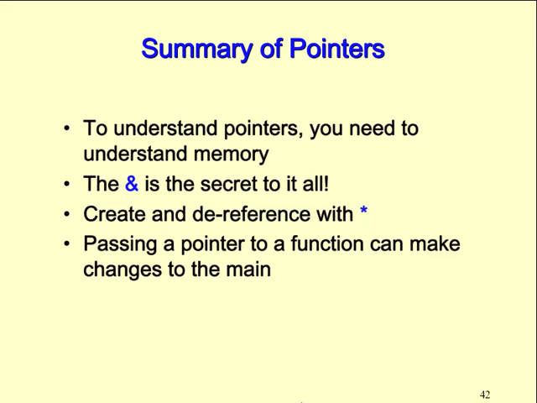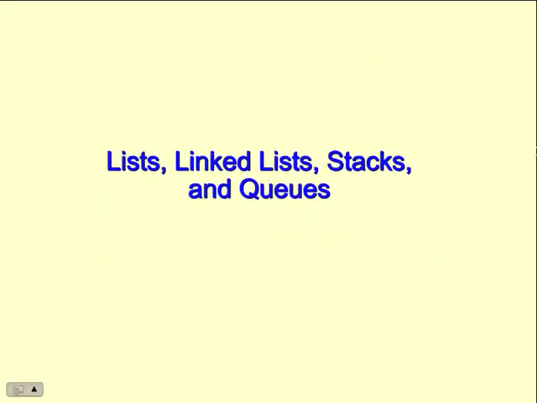So, summary of the pointers. To understand pointers, you need to understand memory. The ampersand is the secret to it all. That gives you the memory address. You reference and dereference using the asterisk. I like to say reference and dereference, but it's usually when you reference it, you're creating it using the asterisk. And passing a pointer to a function can make changes to main. So it allows you to change main's information.